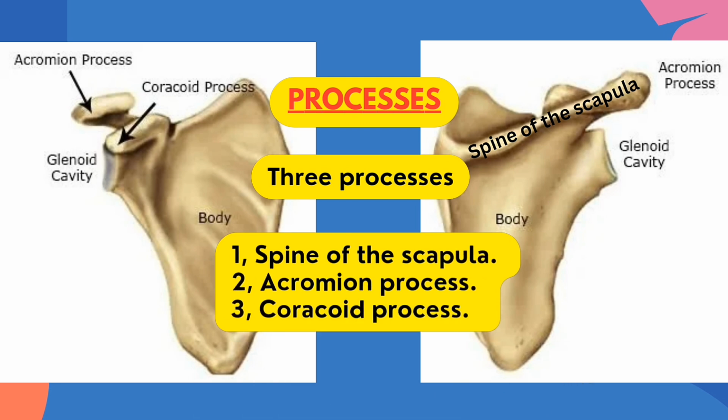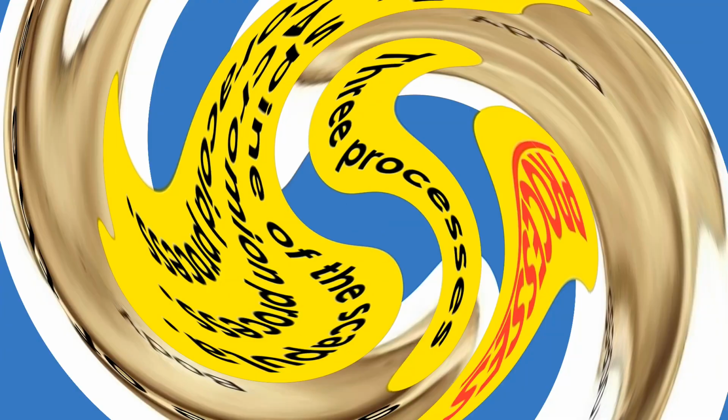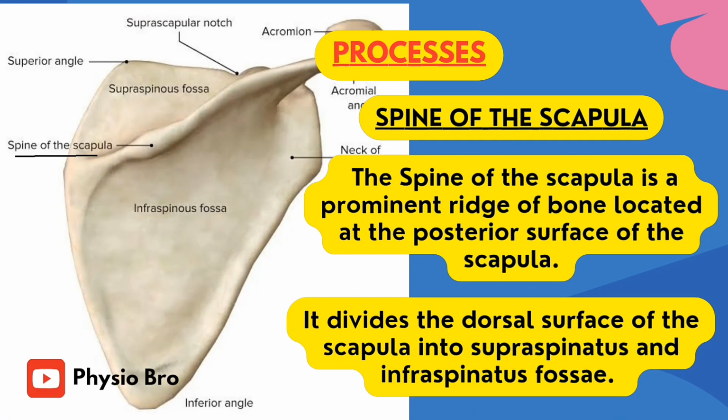Processes. The scapula consists of 3 processes: spine of the scapula, acromion process, and coracoid process. Spine of the scapula. The spine of the scapula is a prominent ridge of the scapular bone, located at the posterior surface of the scapula. It divides the dorsal surface of the scapula into supraspinatus and infraspinatus fossae.